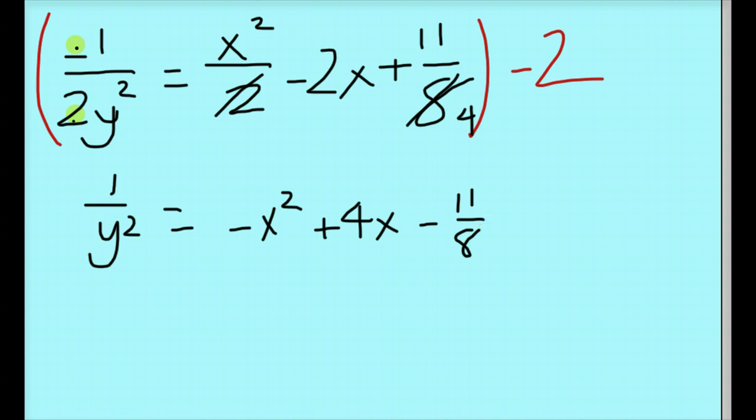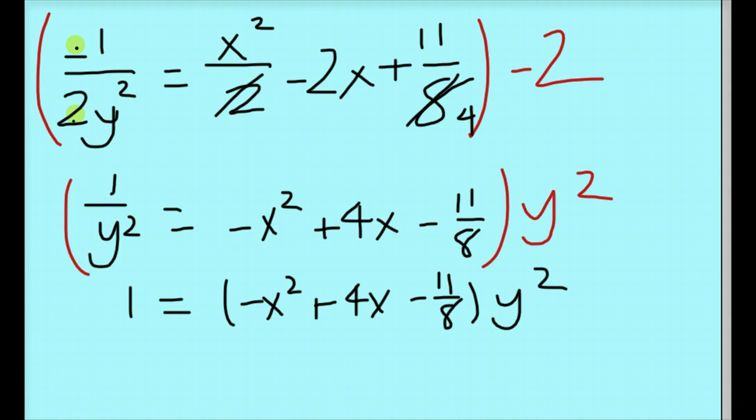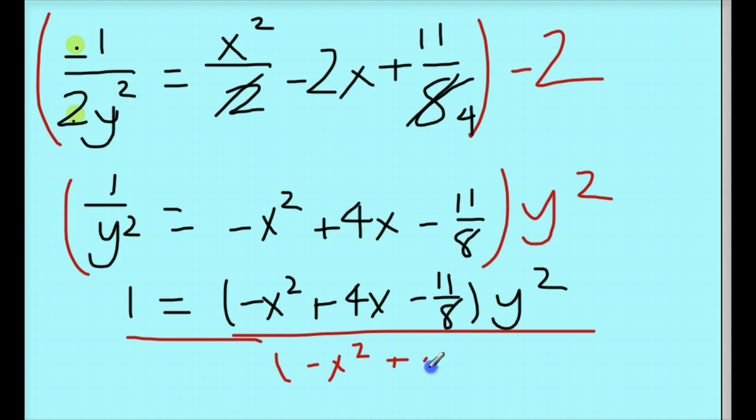Then I need to make sure I get the y squared out of the denominator, so I multiply everything by y squared. And we get 1 is equal to, and I'm going to keep all of this in parentheses, -x squared plus 4x minus 11 over 8 times y squared, which now means I can divide everything by -x squared plus 4x. And I'm going to extend this just so I don't have to rewrite it.